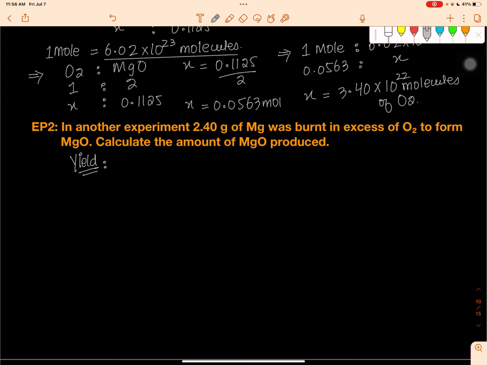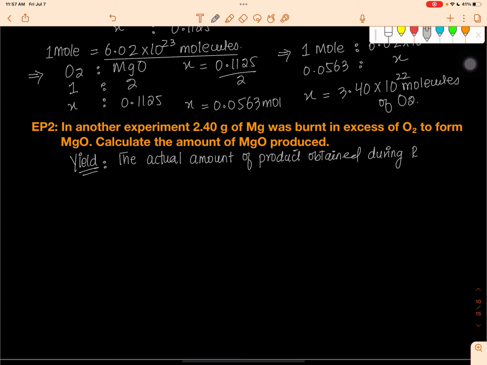What is yield? This is the actual amount of product obtained during reaction. There are two kinds of yield. One is the actual yield, which is the actual amount of the product obtained during reaction. The other one is the theoretical yield. So what is theoretical yield? Theoretical yield is what we calculate theoretically on paper.